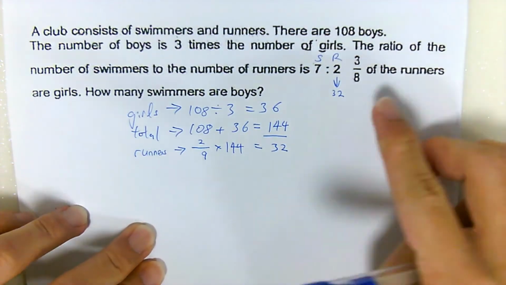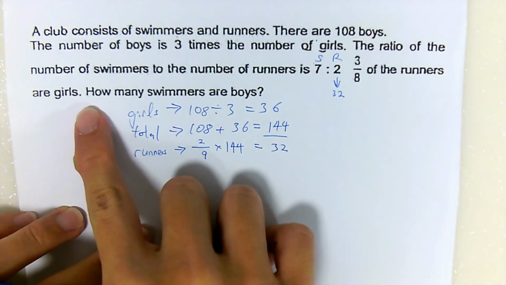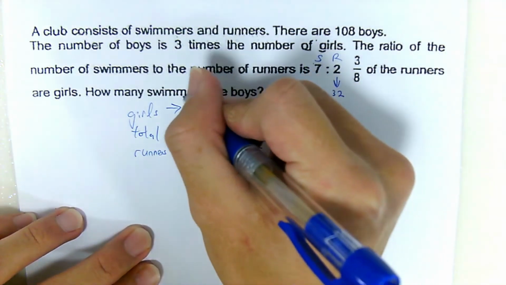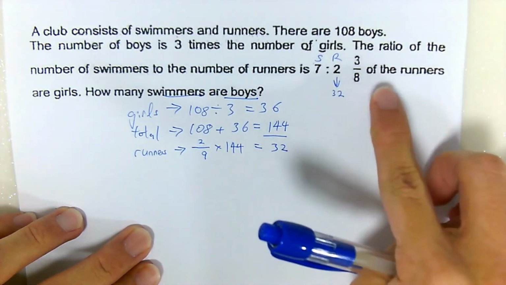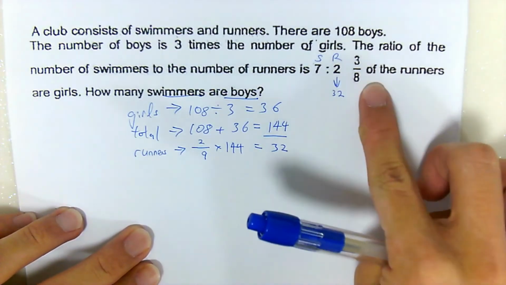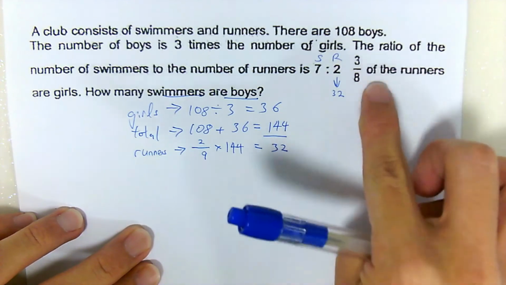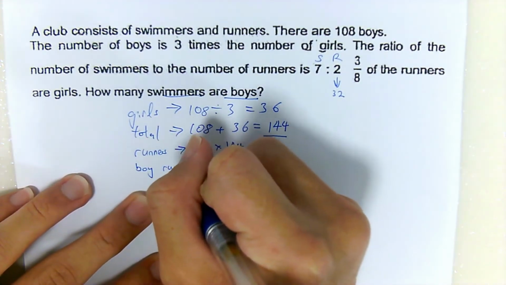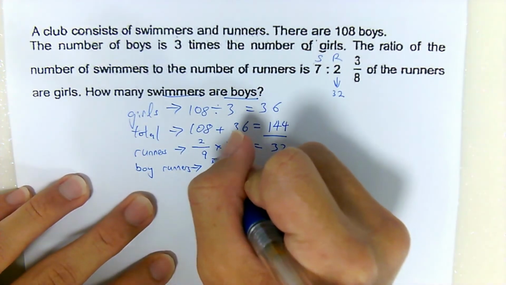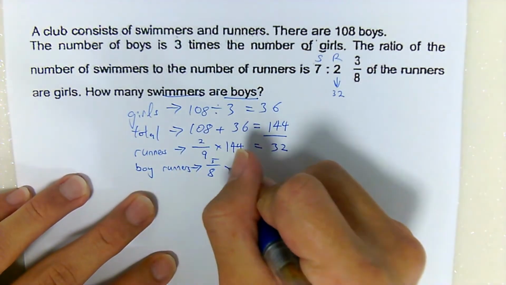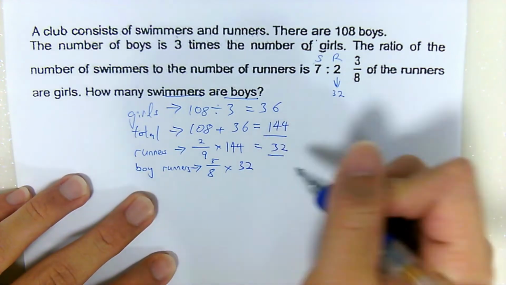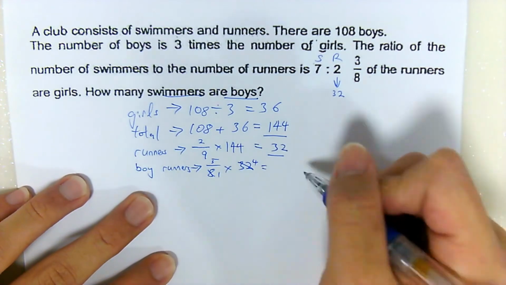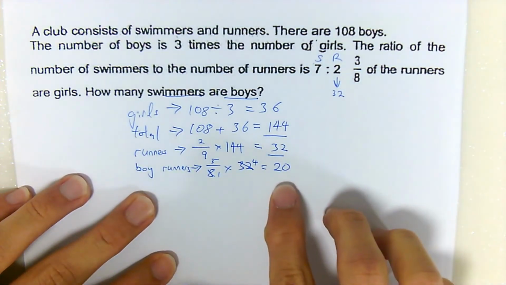Okay, and they said that 3/8 of the runners are girls. So if 3/8 of the runners are girls, and then they're asking me how many swimmers are boys. Now if 3/8 of the runners are girls, that means 5 over 8 of the runners are boys, right? So I'm going to find 5 over 8 of runners. So I'm going to put boy runners. It will be 5 over 8 multiplied by the runners, which is 32. Okay, cancel, 32 divided by 8 will be 4. So 5 times 4 will be 20. So there are 20 boy runners.